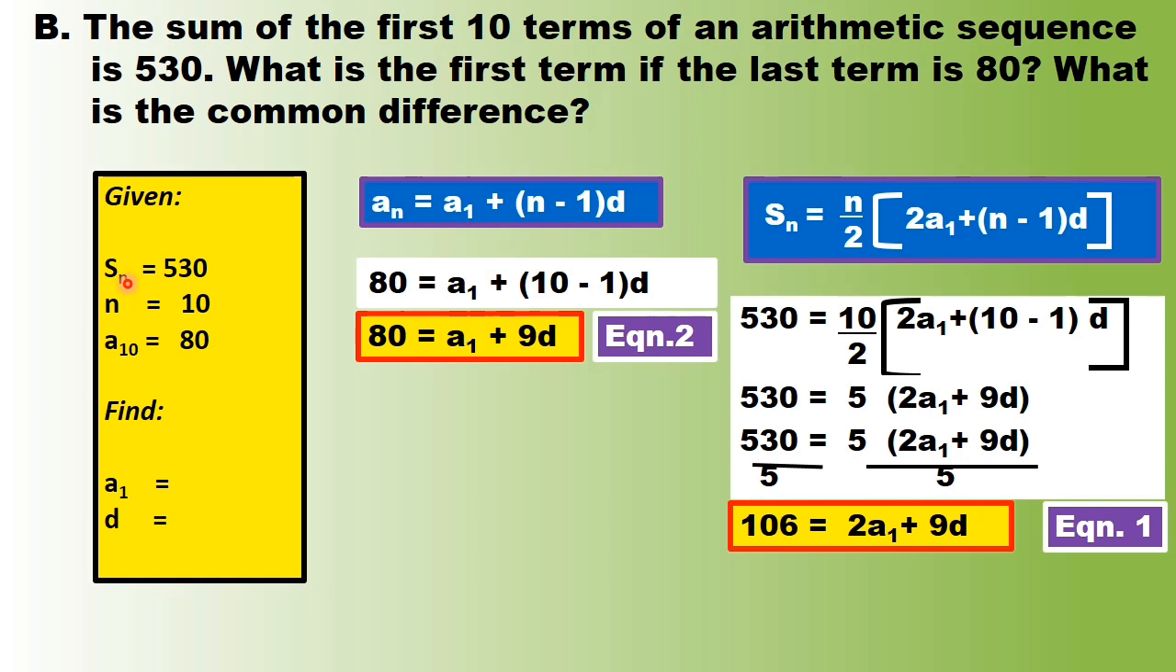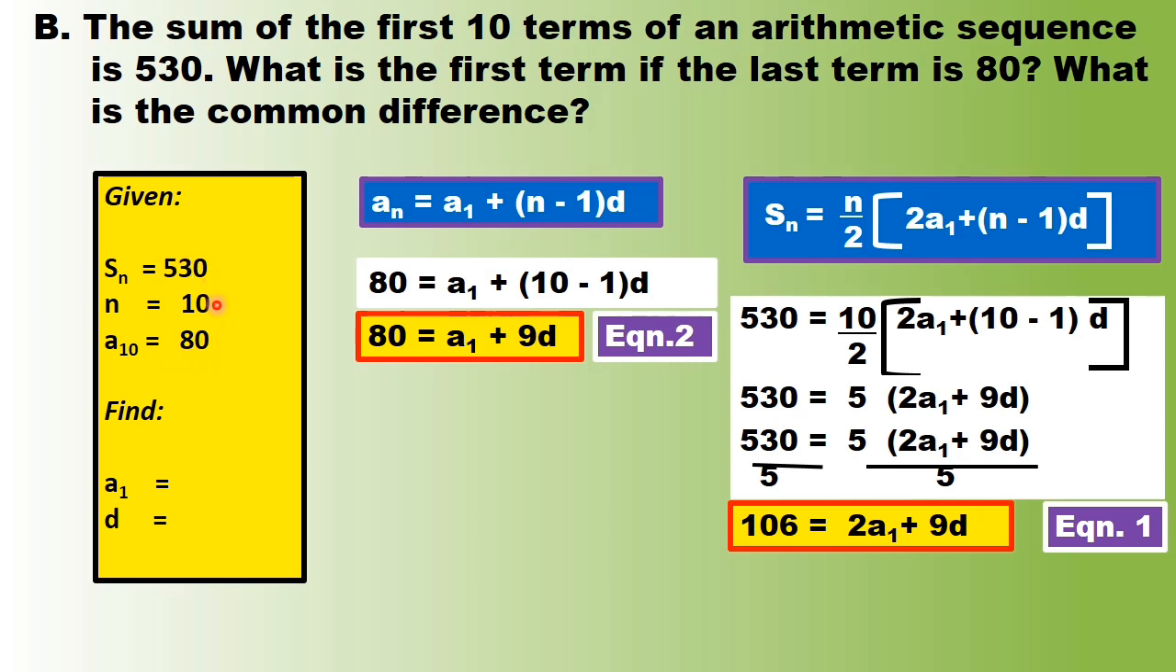So, given the sum, which is 530, and the number of terms is 10 terms, and the last term is 80. A sub 10 is 80. So, the unknowns are A sub 1 and the common difference.